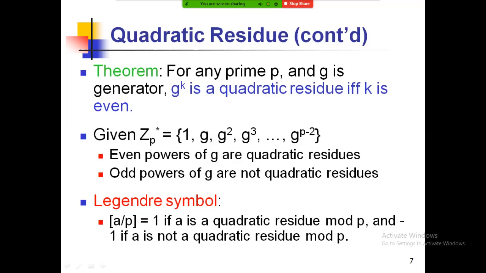The Legendre symbol is given here. The next slide we can see it in detail. Legendre symbol a by p is equal to 1 if a is a quadratic residue mod p, and its value is equal to minus 1 if a is not a quadratic residue mod p. Same thing. Equal to 1 means it's a quadratic residue, and if it is equal to minus 1, it's not a quadratic residue mod p.